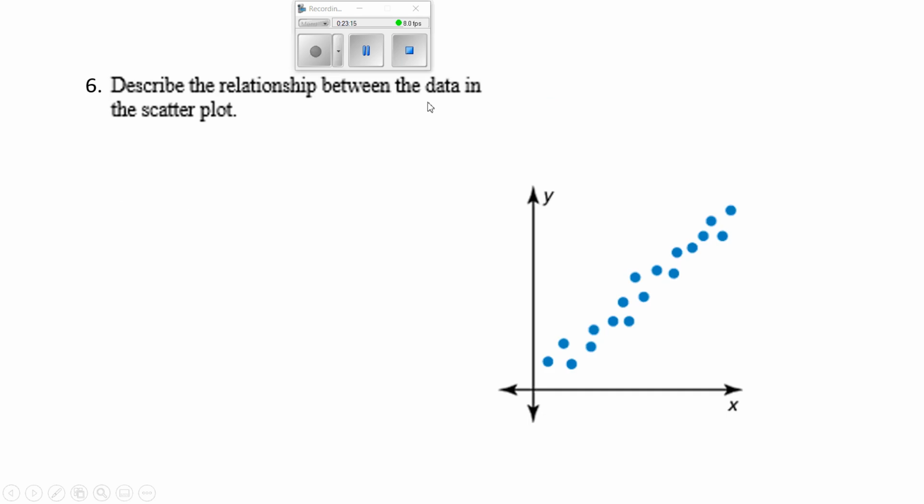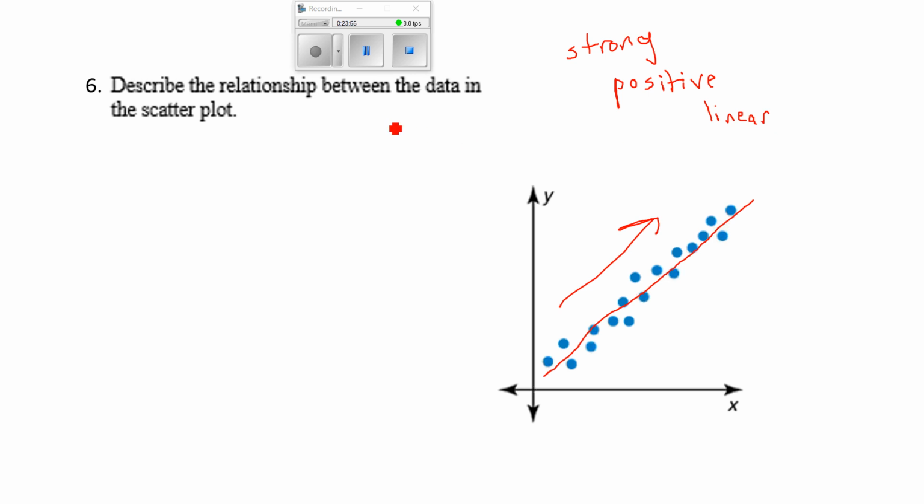Describe the relationship between the data in the scatter plot. Well, this is a tight set of data. And if I was to make my line down the middle here, I would see this is a tight correlation, right? So I would say this is a, let's see, a strong, since it's tight, right? A strong positive. We know it's positive because it's going up from left to right, right? So strong positive. And, well, we're going with the line, so it's linear.